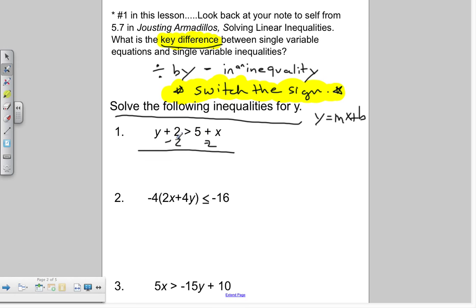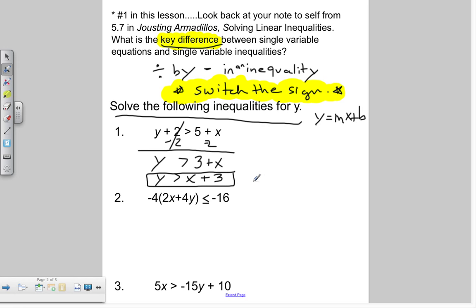Now, did I divide by a negative? No, so the sign does not change. Y stays there. Y is greater than 5 minus 2 gives me 3 plus x. And then just to make it look just like y equals mx plus b, I'm going to take an extra step to switch the x and the 3, and I'm done.